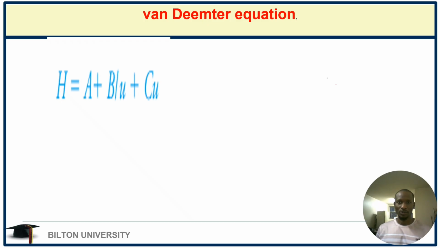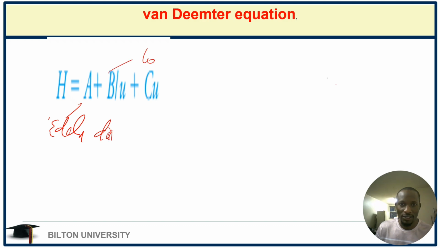Now let's look at what is called the Van Deemter equation. The Van Deemter equation helps us to check the column efficiency and the separation. So H is the plate height, and A is the multiple path term, or eddy diffusion. The B term is what we call longitudinal diffusion, and Cu is the mass transfer term. I'm going to explain one by one and how they affect the column efficiency. Okay, so let's start with A.